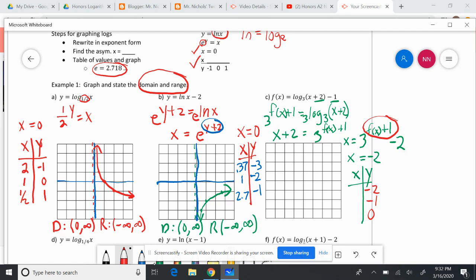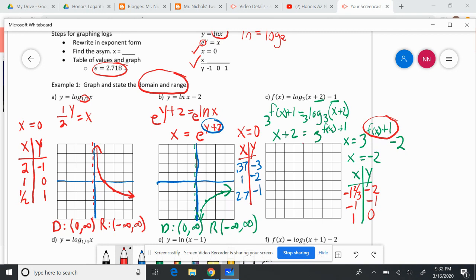When we plug in the -2, -2 plus 1 is -1. So we flip this and we get 1/3. 1/3 minus 2 is -1 2/3. If we plug in a -1, it becomes 0. Anything to the 0 is 1, so that's -1. And then if we have 0 plus 1, that's 1. 3 to the 1 is 3. 3 minus 2 is 1.